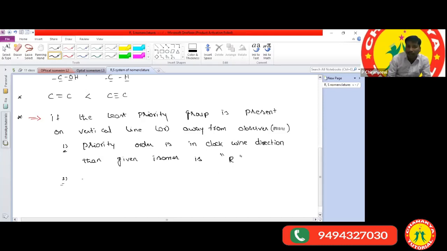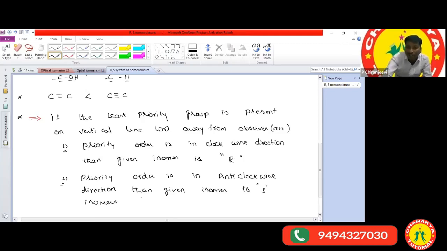And the second condition: the priority order is in anti-clockwise direction. If it is in anti-clockwise direction, then the given isomer is S isomer. Now all this, whatever concept we are discussing, it is a JEE level concept.